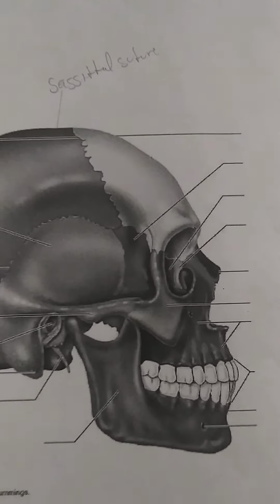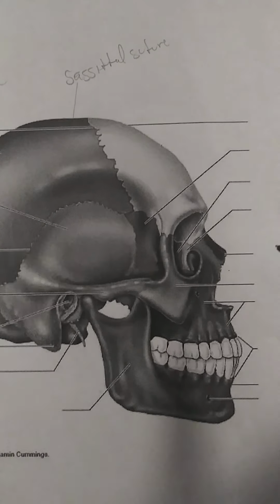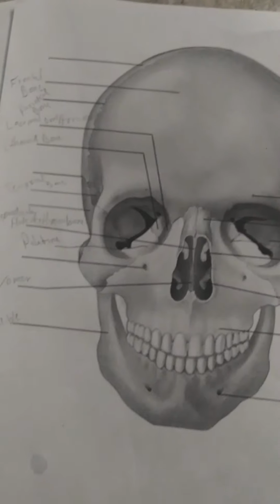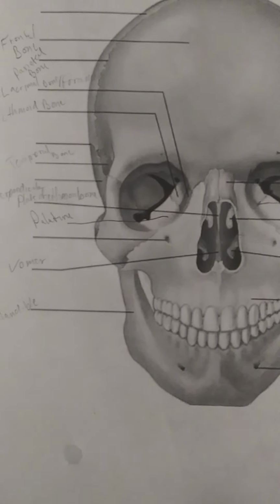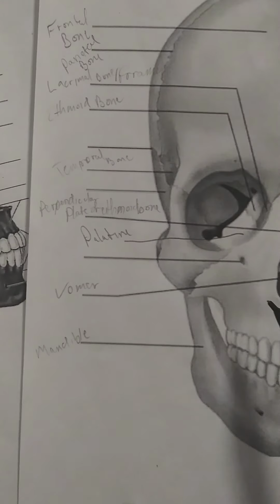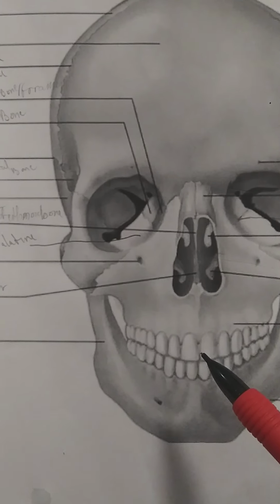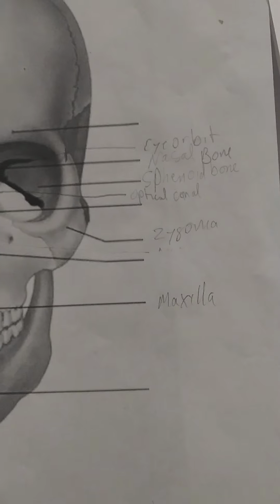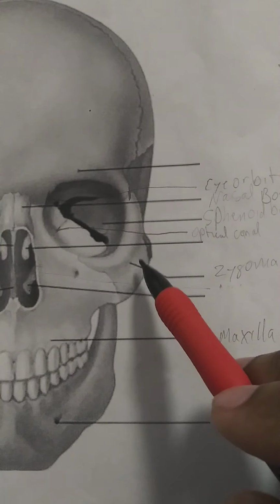The temporal bone will pretty much be in this area here, the side of the temple. The vomer is pretty much the base of the nose, which is labeled right there. And the zygoma, or zygomatic bone, is pretty much this part of the cheek right there.